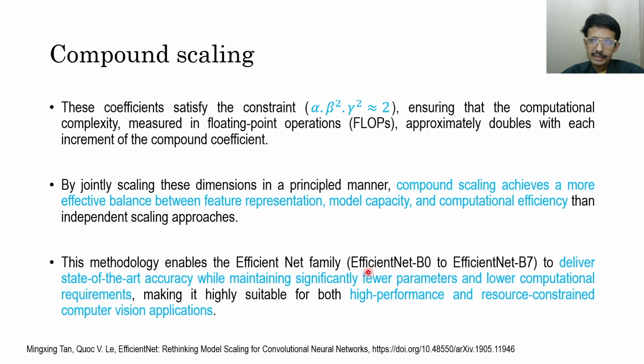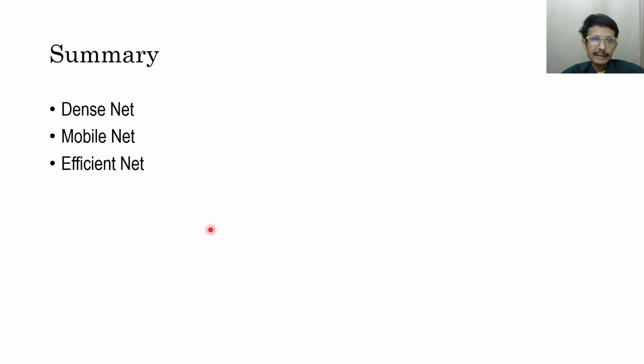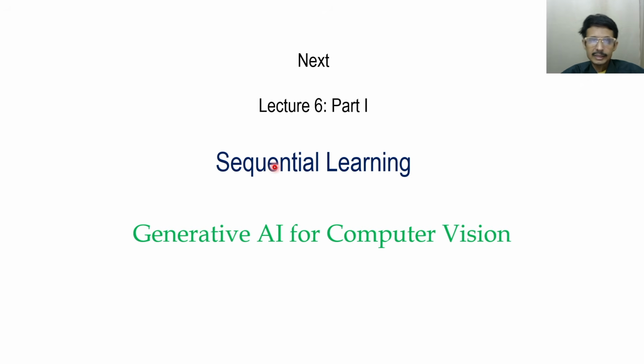Now, this methodology enables the new EfficientNet family, B0 to B7, to deliver state-of-the-art accuracy while maintaining significantly fewer parameters and lower computation. That's what we have discussed earlier. Again, highly suitable for high performance and low computation applications. That is the concept. So in this lecture, we discussed three main architectures: DenseNet, MobileNet, and EfficientNet. In the next lecture, we will start sequential models, first the RNN.